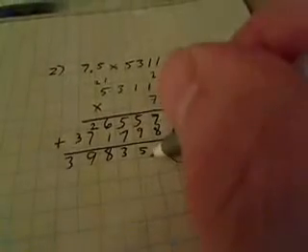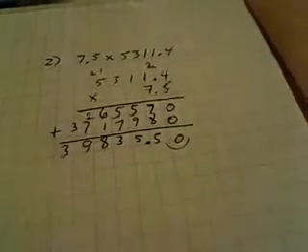Okay, let's add this up. 0, 15, that's 15, 13, 8, 9, 3. Next thing is, where's the decimal point go? 2 decimal points, 1, 2, go right there.